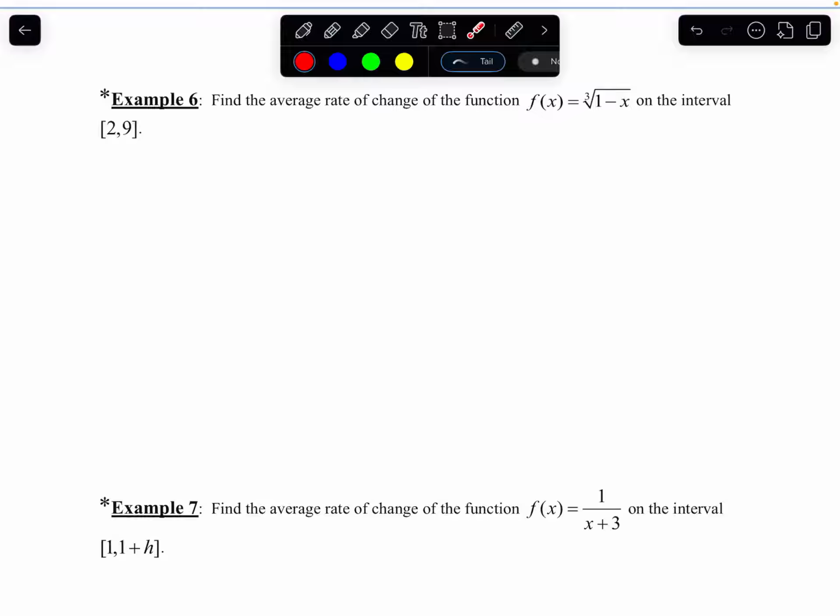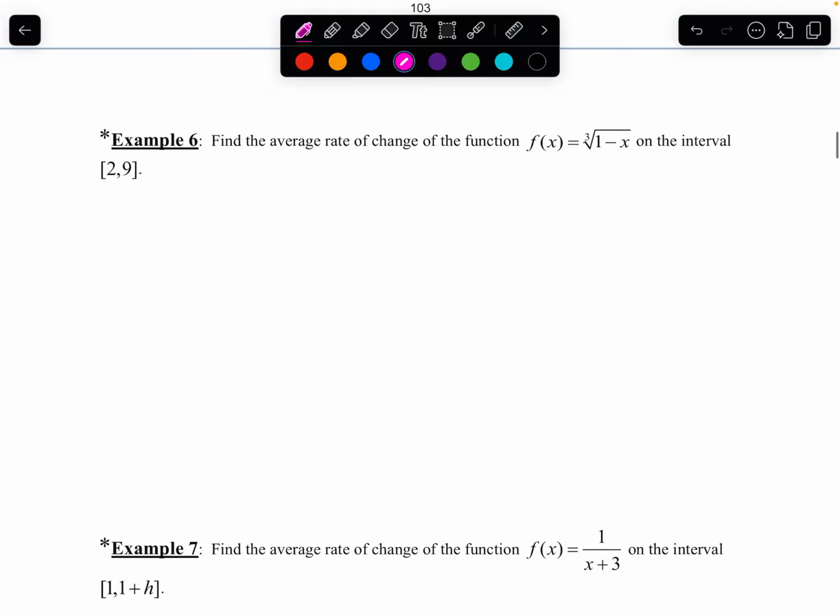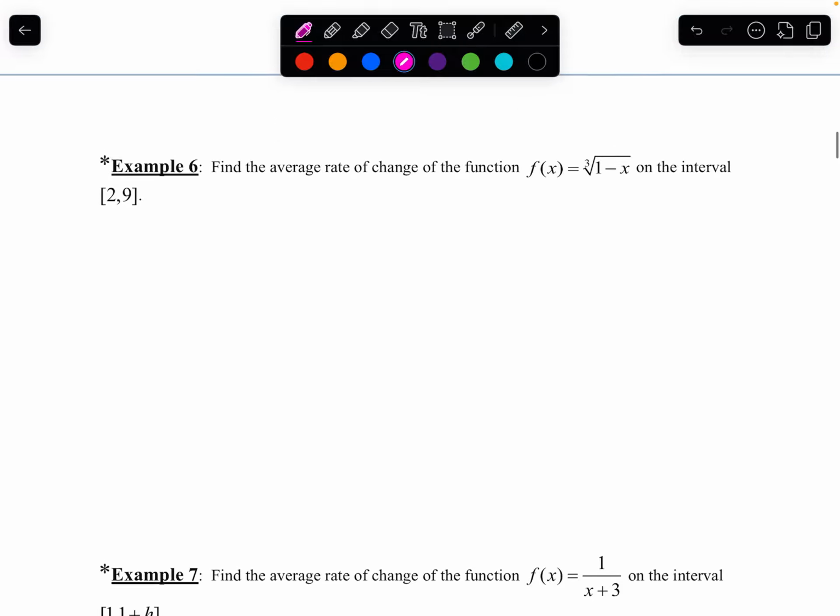For the first one, again, we're using the fact that the rate of change is defined as f of x2 minus f of x1 over x2 minus x1. Keeping in mind, we usually want x2 to be greater than x1. So looking at the interval that we have here for this cube root of 1 minus x, and I have 2 to 9, I'm going to have x2 as 9.